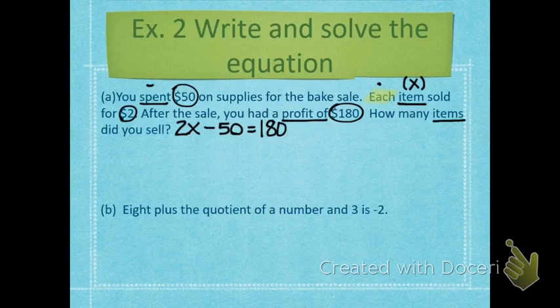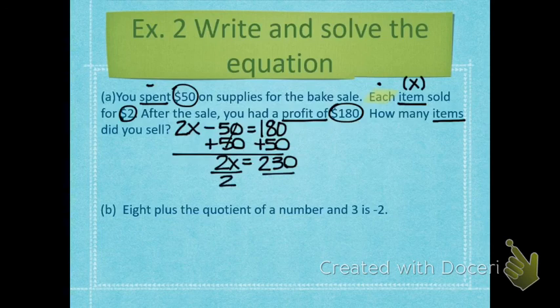Now, does this look like a problem we've been solving? Yes, so let's solve it. How do we get x by itself? Add 50. We're going to add 50 to both sides. So 2x equals 230. How are we going to solve for x? 2x divided by 2. Divide both sides by 2. So how many items did we sell? 115. Now, this is a word problem, so what is the label we're putting on it? Items. Very good, because that is what we were looking for.